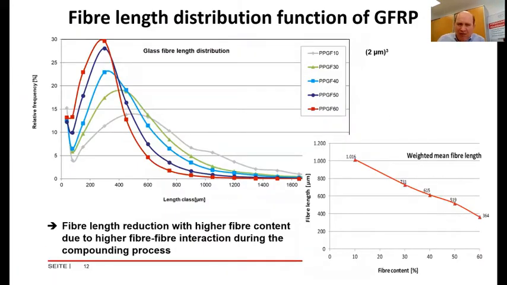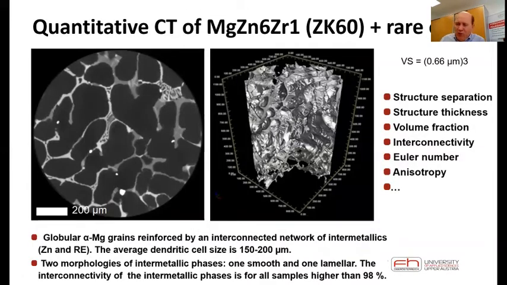We can measure also the fiber length distribution of glass fiber reinforced polymer. You see that the fiber length distribution function changes with the concentration of glass fibers. When we have 60% glass fibers, we have only short fibers. When we have just 10% glass fiber concentration, we have also longer fibers. So the weighted mean fiber length decreases with the fiber content. The weighted mean fiber length is something like 1 millimeter, 1,000 microns, when we have 10% fiber concentration, and it's just 360 microns when we have 60% fiber concentration. We can do also quantitative evaluation for complex materials.